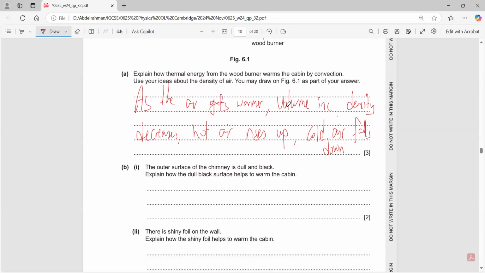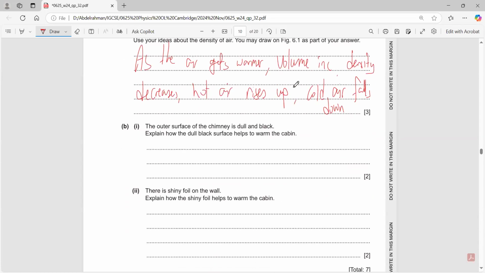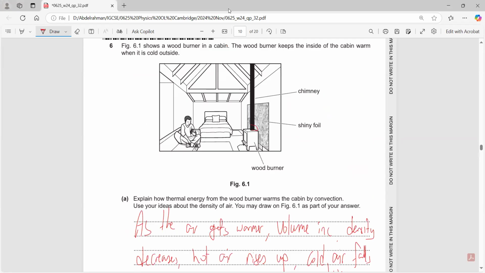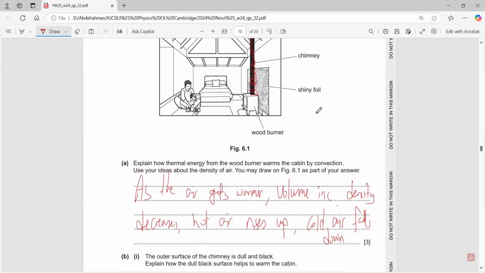The outer surface of the chimney is dull and black. Explain how the dull black surface helps to warm the cabin. If the outer surface of the chimney is dull and black, what is good about the dull and black? Here's the chimney, and it's still inside the room. Is it the best or is it the worst? Yes, it is the best.